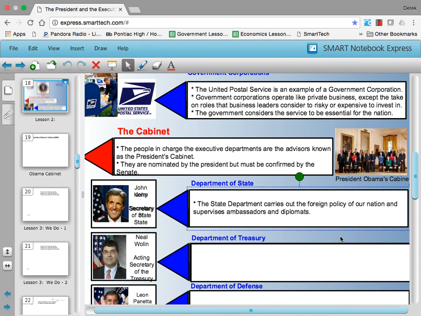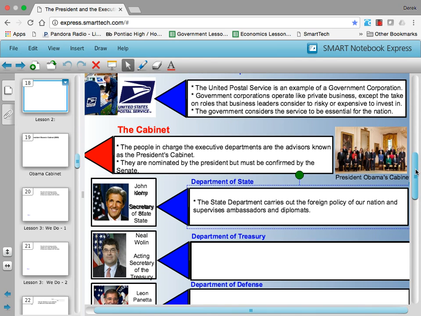We have Department of State. Department of State is one of our most important ones, most of our well-known ones. State Department carries out our foreign policy. Anytime we have interactions with another nation, be they peaceful, be they less than peaceful, or just based upon trade, our State Department is going to be involved in it in some way. State Department supervises ambassadors, supervises diplomats, and generally makes sure that we get along with the rest of the world and encourage the rest of the world to do those things that we would like them to do. That's our Department of State.